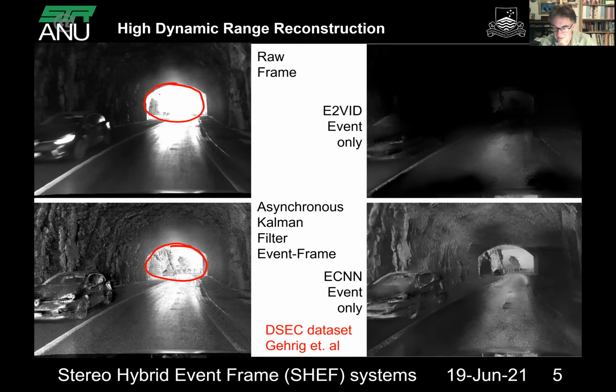You can see in ECNN here it's able to resolve that same information, but it's doing it without any consideration of the true intensity. So this is very bright compared to the rest of the image. Here it's just all at the same sort of intensity. And we see here E2VID is simply failing.